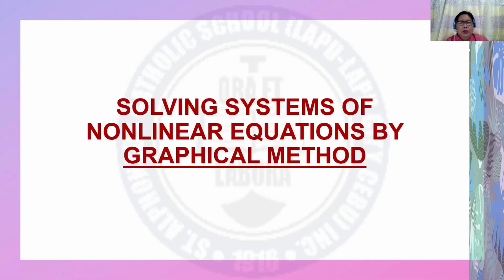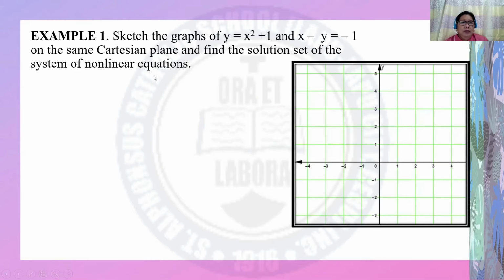Let us have now the solution of systems of nonlinear equations by graphical method. Example number 1. Sketch the graphs of y equals x squared plus 1 and x minus y equals negative 1 on the same Cartesian plane, and find the solution set of the system of nonlinear equations. We consider the system as a system of nonlinear equations since the first equation is a quadratic equation and the other one is a linear equation.